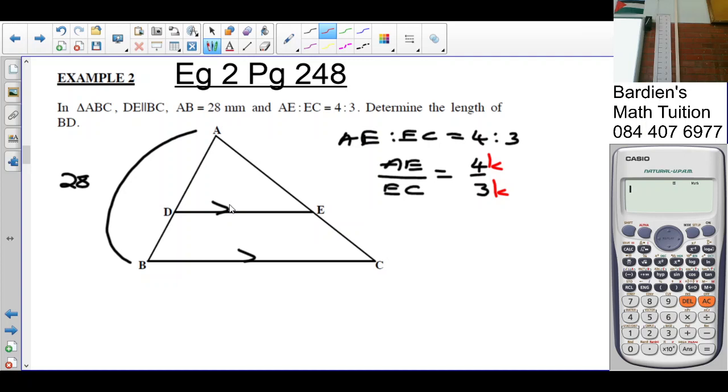4 over 3. The k is almost cancelled. So what I do is I introduce a variable. So you see, AE is 4k. And EC is going to be 3k. What would AC be? 7k. Can you see that, people?